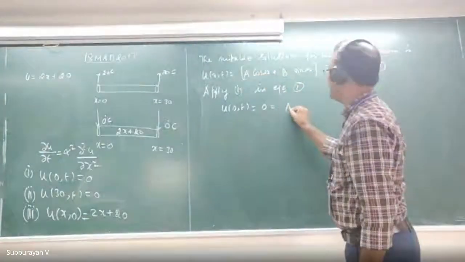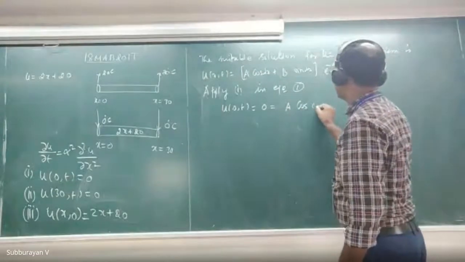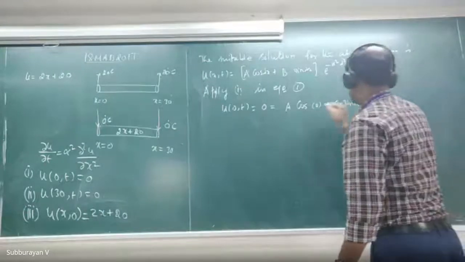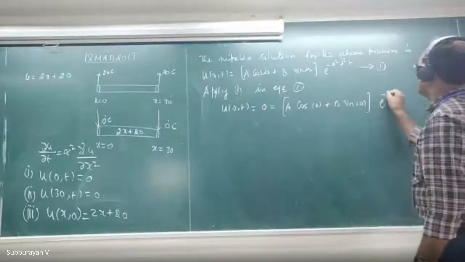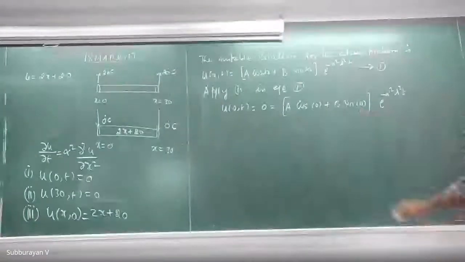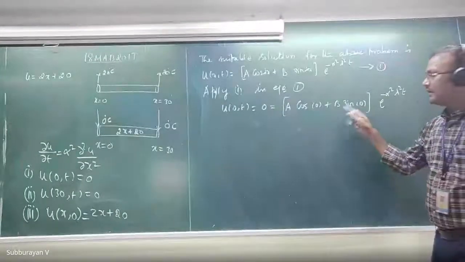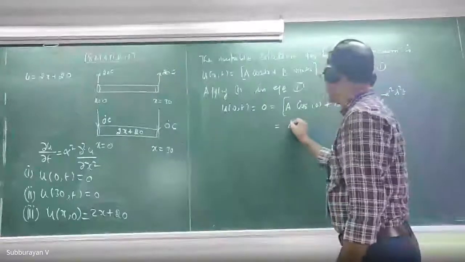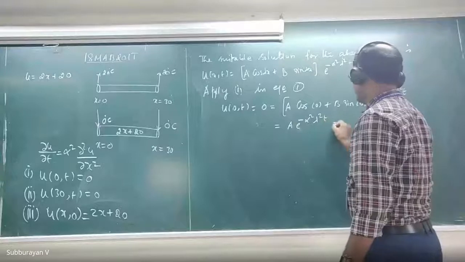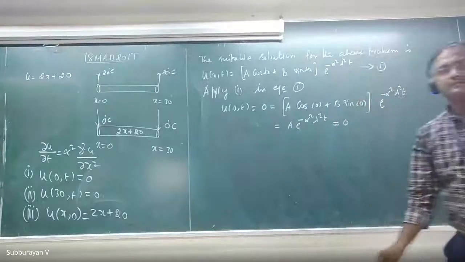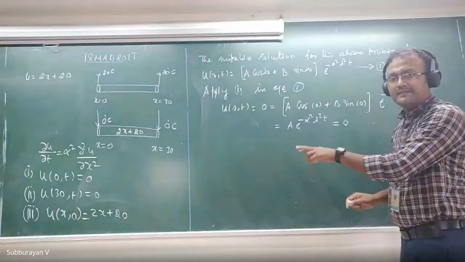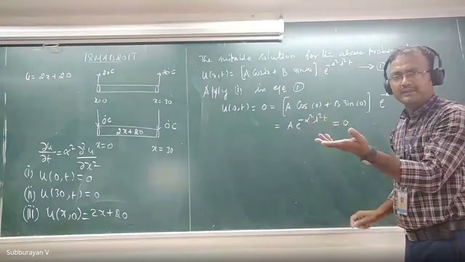Therefore, A into cos 0 plus B into sin 0 into e power minus alpha square lambda square into t. But sin 0 is 0 and cos 0 is 1. Therefore this will be A into e power minus alpha square lambda square into t, which is equal to 0. The product of two things equal to 0 means at least one of them must be 0, or both are 0.